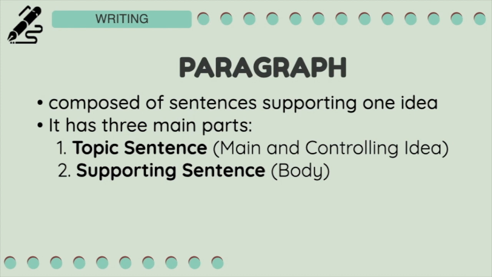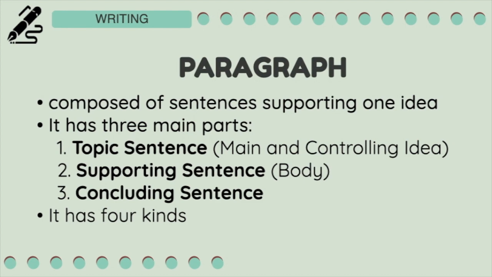Second is supporting sentences or body, which explain and prove the controlling idea in the topic sentence. It may provide reason, fact, statistic, quotation, and examples. Lastly, the concluding sentence. Restate the main idea, summarize the key points, draw a conclusion, and give suggestions or recommendations. It has four kinds.